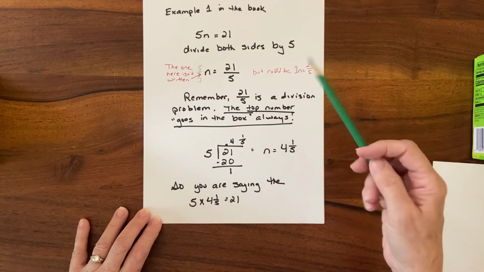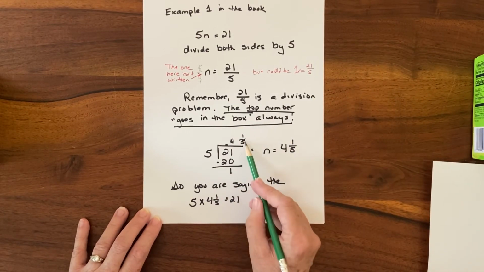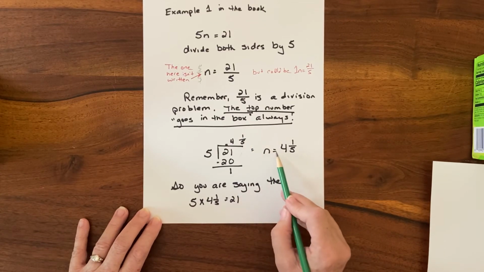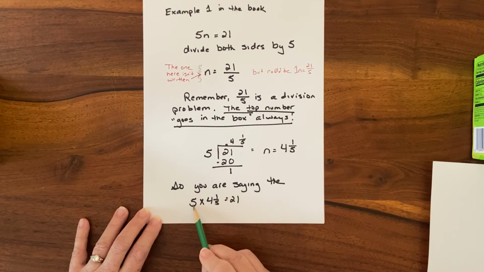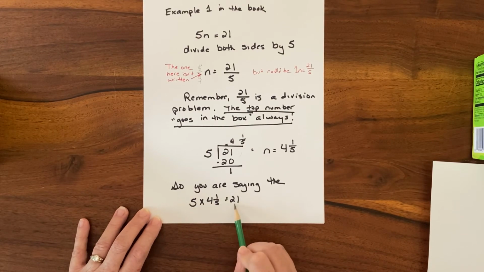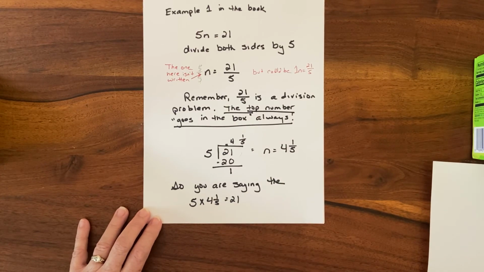Okay, so I've done my division. I got 4 1/5. So n equals 4 1/5. So you're saying that 5 times 4 1/5 equals 21. So that's that n that I can replace in my equation.